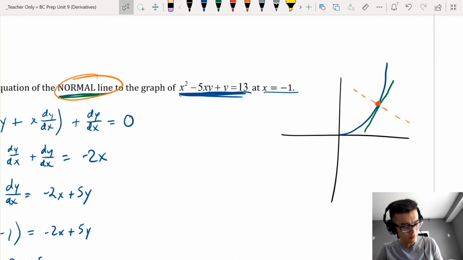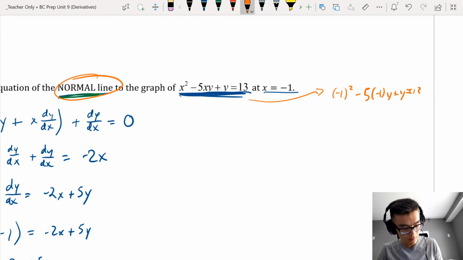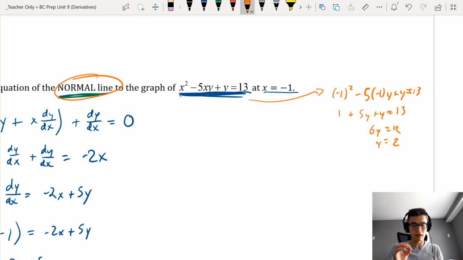So the way we're going to go about that, we're going to go up here. Let's move this out of the way, just to have some space. If I plug in x equals -1, we get (-1) squared minus 5 times -1 times y plus y equals 13. All right, let's clean this up. We get 1 plus 5y plus y equals 13. We get 6y equals 12, which means y is equal to 2. Okay, so now we know two things. We know x is -1, y is 2.